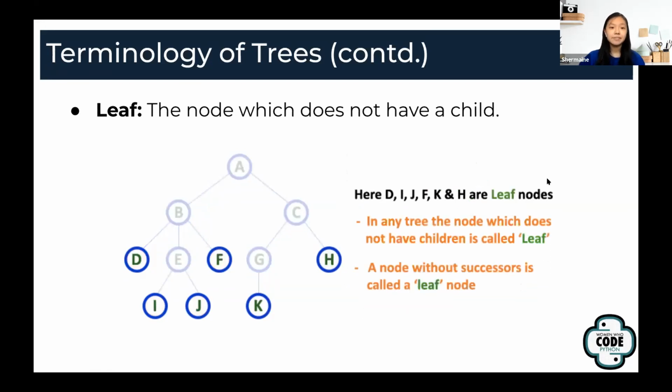Moving on to leaf. A leaf is the node which does not have a child. So in this tree below, D, I, J, F, K, and H are called leaf nodes because they do not have a child node. So in any tree, the node which does not have children is called a leaf, and a node without successors is called a leaf node.